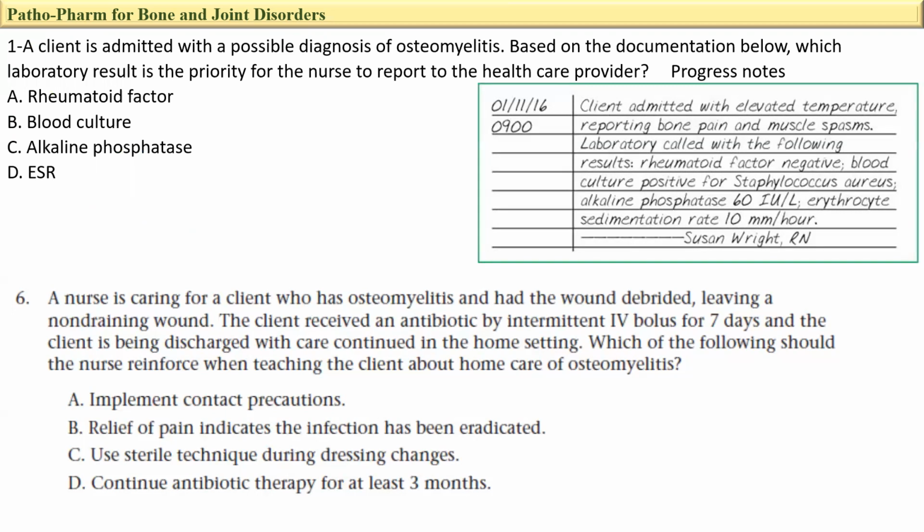Answer to question number 1: B, which is blood culture. Osteomyelitis is a bacterial infection of the bone and soft tissue that occurs by extension of soft tissue infection, direct bone contamination following a surgical procedure, or spreading from other infection sites in the body, like renal infections or any other infection from other systems to the bone.